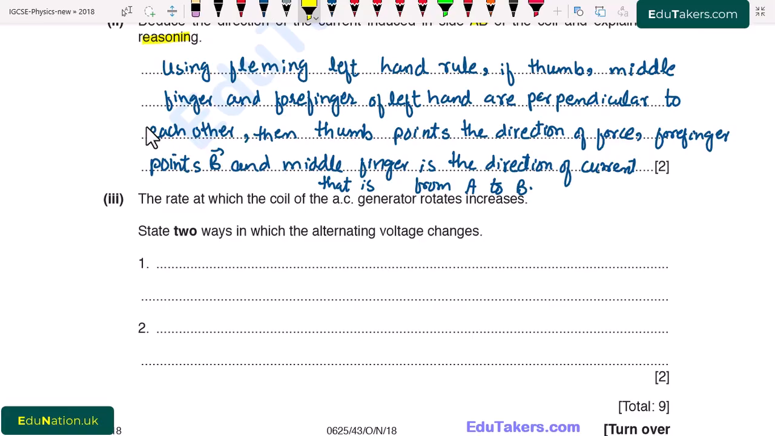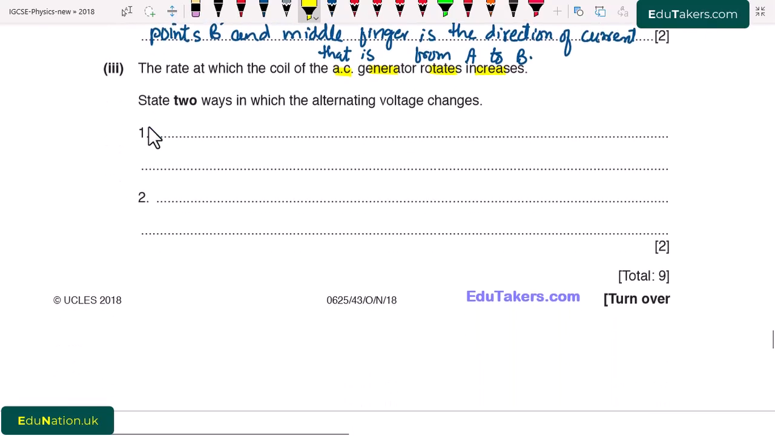Part 3. The rate at which the coil of the AC generator rotates increases. State two ways in which the alternating voltage changes. So, how can we change the value of alternating voltage? We can change the alternating voltage by changing the direction more often.